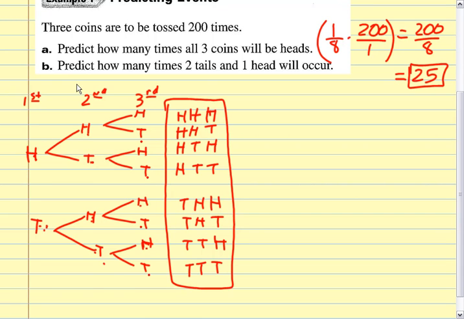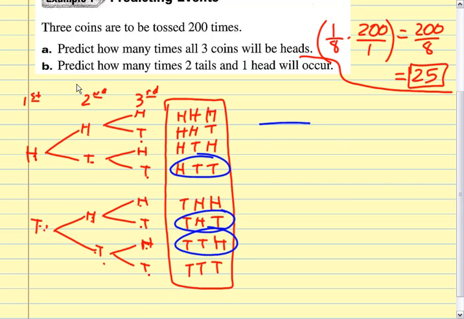Perfect. Now let me ask you this. Eric, this is the one for A. I'll do B in blue. In blue it says, predict how many times 2 tails and 1 head will occur. All right? Well, how many of these 8 gives us 2 tails and 1 head? 3. Well, let's see. Here's 2 tails and a head. Here's 2 tails and a head. Here's 2 tails and a head. And I think that's it.